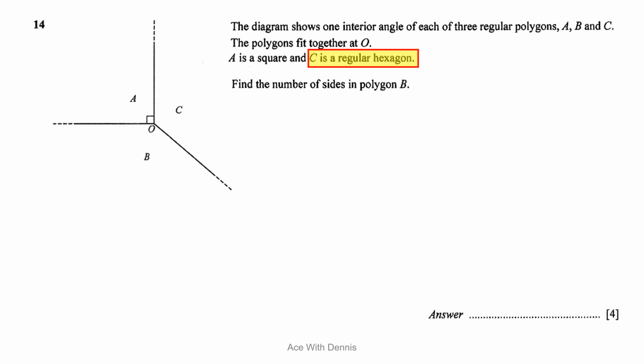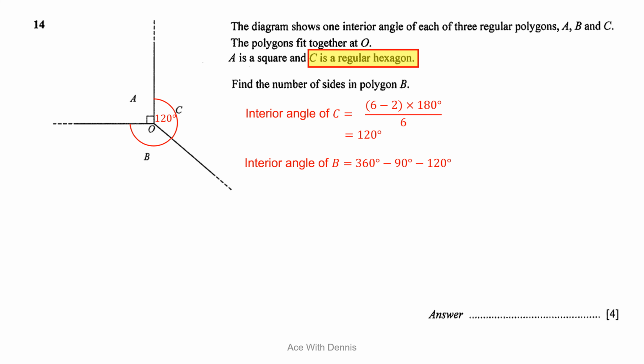So, given that C is a regular hexagon, hence this angle will be the interior angle of C, which is equal to 6 minus 2 times 180 degrees divided by 6. And the value is 120 degrees. Now let's label this as 120 degrees. Then we can find the interior angle of B, which is this angle. To calculate this angle, it is 360 degrees minus 90 degrees minus 120 degrees, because this is angle sum of a point, and the value is 150 degrees.